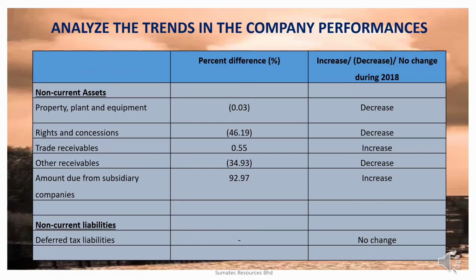Okay, I will continue with analyzing the trends in the company performance. In non-current assets, the property, plant and equipment has decreased by 0.03%, so the company should utilize long-term debt to purchase additional PPE so that the company can increase its operations in producing its products for larger earnings.